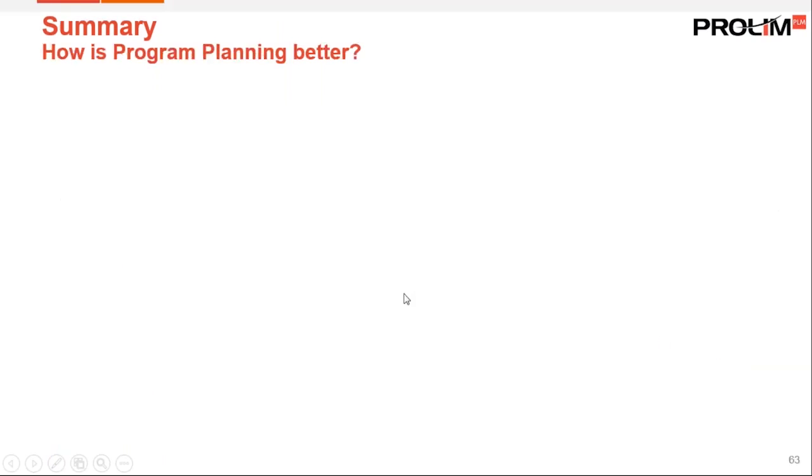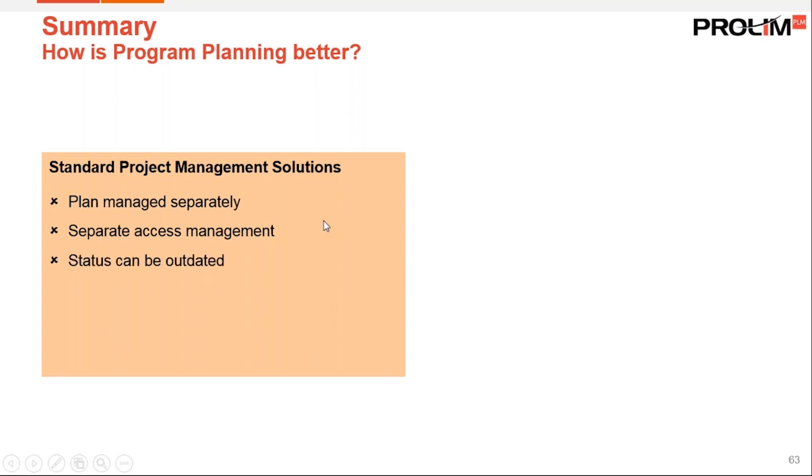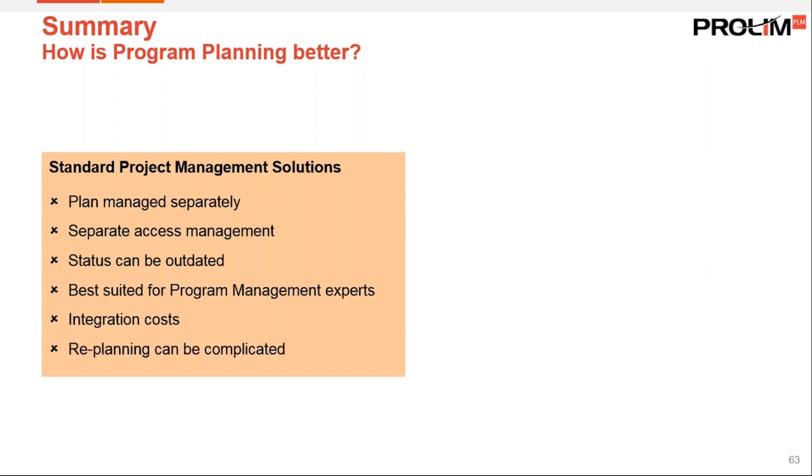So if we compare our integrated program planning to the traditional practice, in case of traditional or standard project management solutions, plan is managed separately and your execution is separate. Then your access to information and data is generally controlled by your IT team. Your status will not be real time. And then you need experts to work on those program management tools. Sometimes you may not have the cost integrated, because cost you will be managing in ERP. And if any disruption comes, to adapt to and accommodate those disruptions could be a challenge.